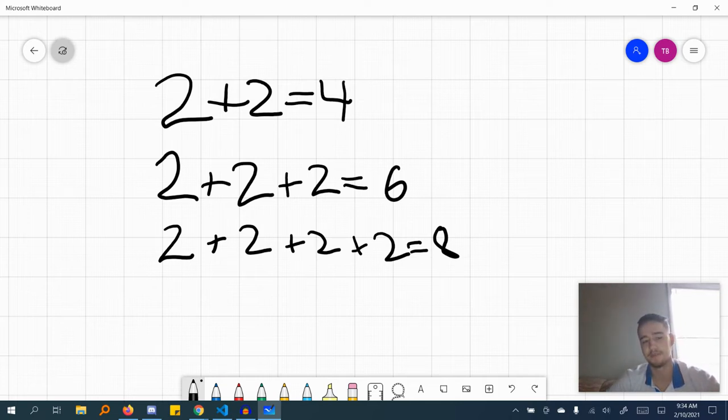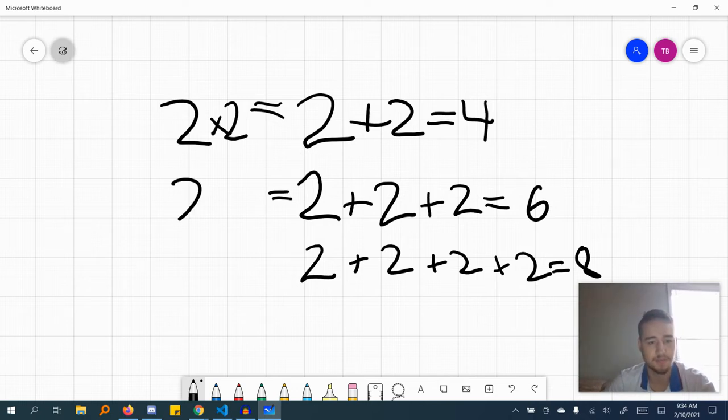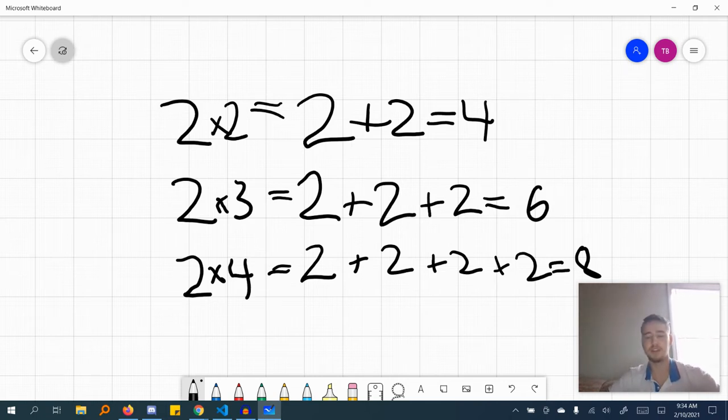2 over and over. So what we did was we rewrote these things as 2 times 2. And then we rewrote 2 plus 2 plus 2 as 2 times 3 because it happens 3 times. And then on down the line, we wrote the third line as 2 times 4. And this multiplication is what we use to avoid having to add 2 to itself that many times whenever we need to do a simple sum.